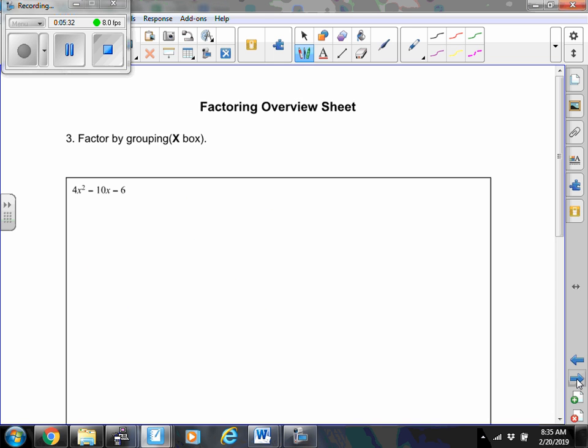The third one, now this is the new stuff. This is Xbox. This is by grouping. Okay, so we're going to create a box. I'm going to put that over here. And in the box, you're going to take A and C. Now, this is ax squared plus bx plus c. That's standard form. So when I say AC, I mean I'm taking 4 and the negative 6. 4 times negative 6 is negative 24. I'm going to put that in the top part of my box, my X box.